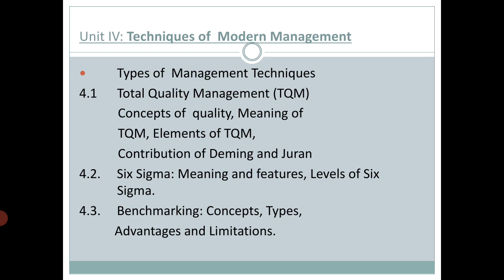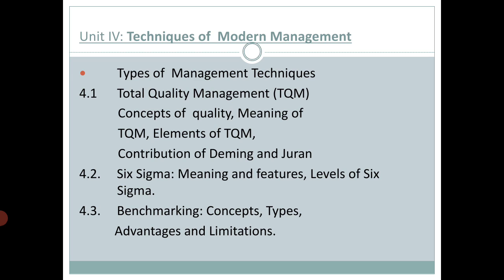Then break down barriers between staff areas. Then eliminate slogans, exhortations, and targets for the workforce. Eliminate numerical quotas. Remove barriers to pride of workmanship. Institute a vigorous program of education and training. Take action to accomplish the transformation.